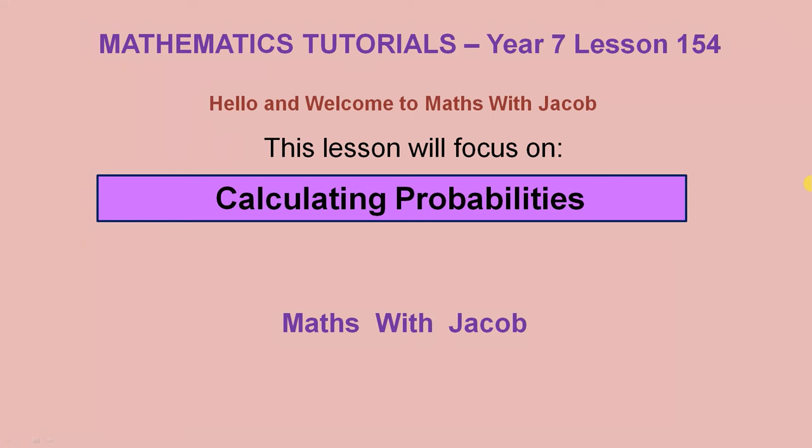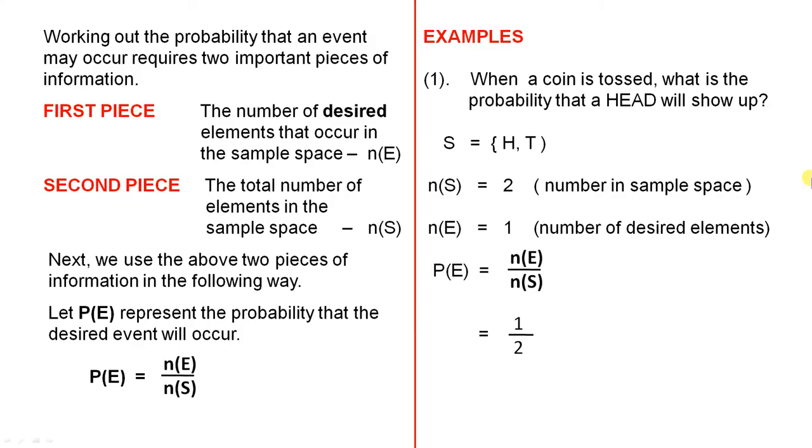This lesson will focus on calculating probabilities. Working out the probability that an event may occur requires two important pieces of information. The first piece is the number of desired elements that occur in the sample space, designated by NE. The second piece of information is the total number of elements in the sample space, which is designated by NS. Now we'll explain this a little further in a moment when we do some examples.